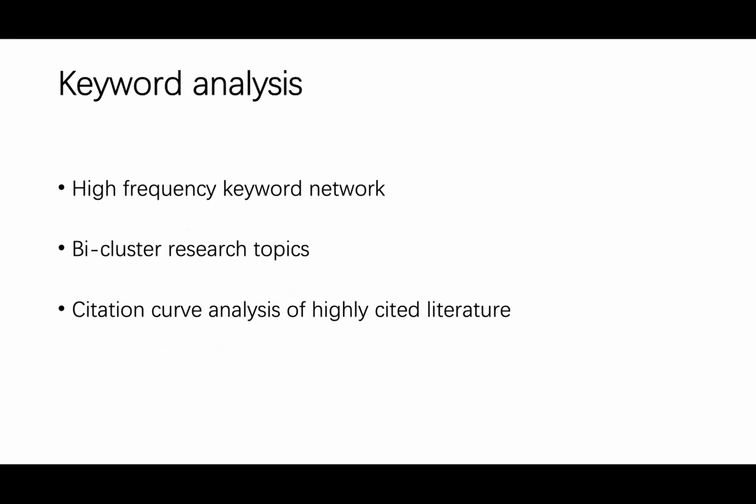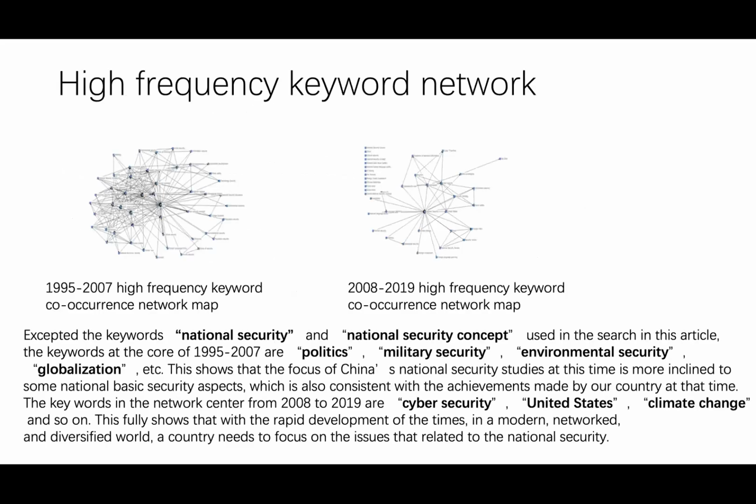Firstly, I conduct the keyword analysis, and it includes three small topics. The first is the high frequency keywords and network, then the bicluster research topics, and also the citation curve analysis of highly cited literature. Because keywords can often clearly and intuitively express the theme that the entire article wants to elaborate, I conduct this experiment first in order to have a brief understanding of China's security.